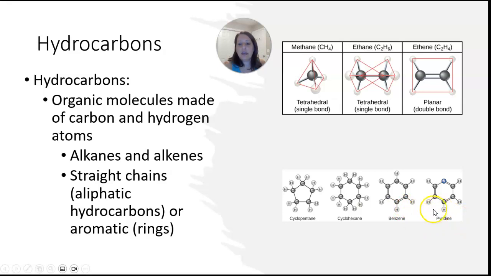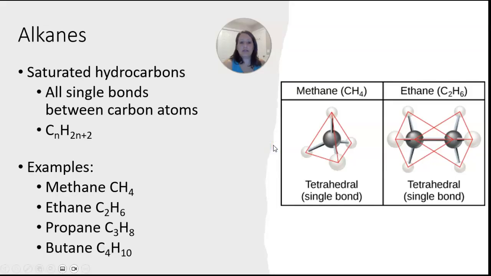This is just to show you that we can make ring structures, and sometimes those ring structures have all single bonds, which you see here, and sometimes they have some double bonds, and look, they can even contain other molecules, or other atoms, sorry, like nitrogen. Okay, we're going to talk about these on the next slides. Okay, so hydrocarbons, just carbon and hydrogen.